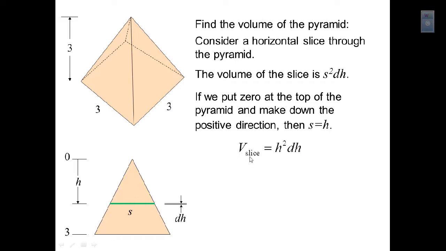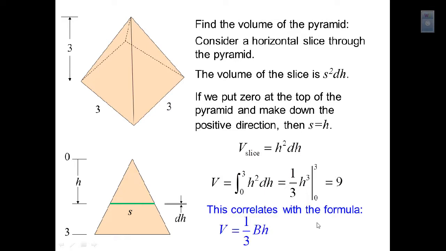So the volume of the slice is H squared dH, which means that the overall volume of the entire thing is the integral from 0 to 3 of H squared dH. Now if we do that integral right there, we get 1/3 H cubed, and when we evaluate from 0 to 3, it's going to be 9.